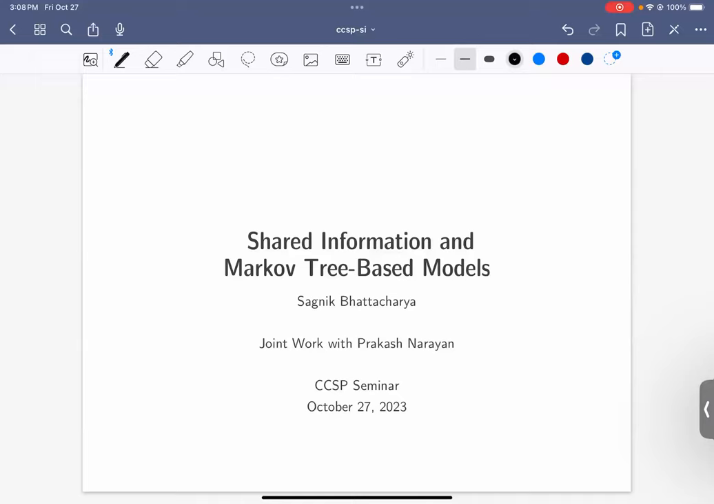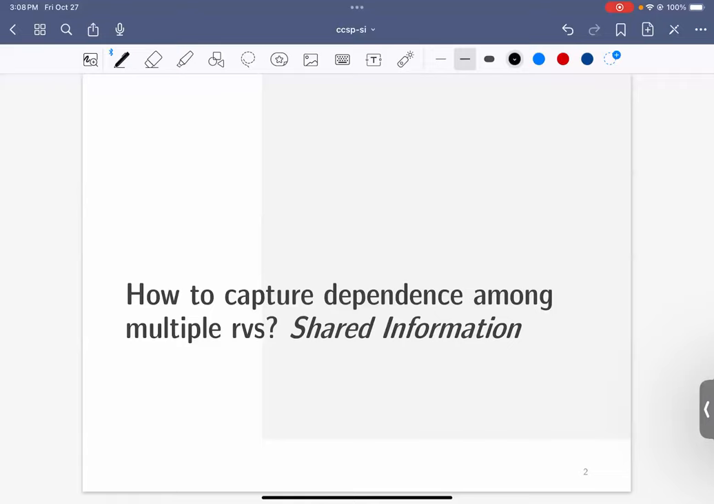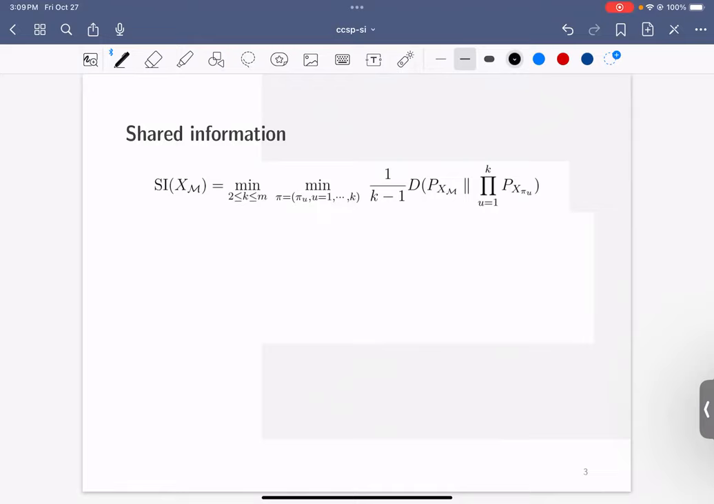So the question that we want to ask is how to capture dependence among multiple random variables. And the function that we are looking at today for this purpose is shared information. So how is this defined? So shared information between these random variables is defined as this quantity here, which is the Kullback-Leibler divergence between certain things, with a normalization and a minimization outside.